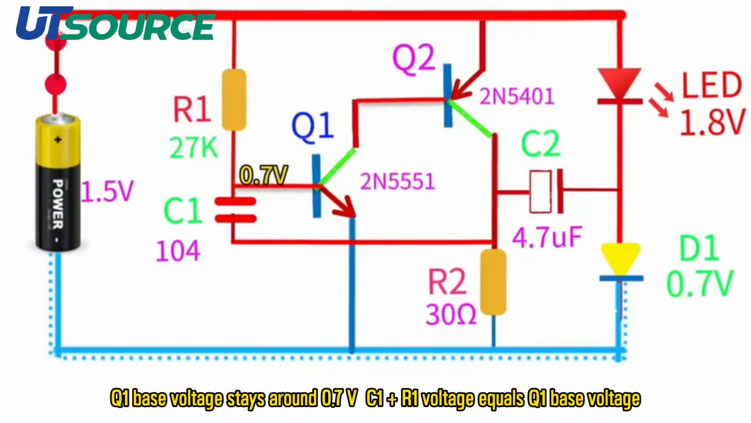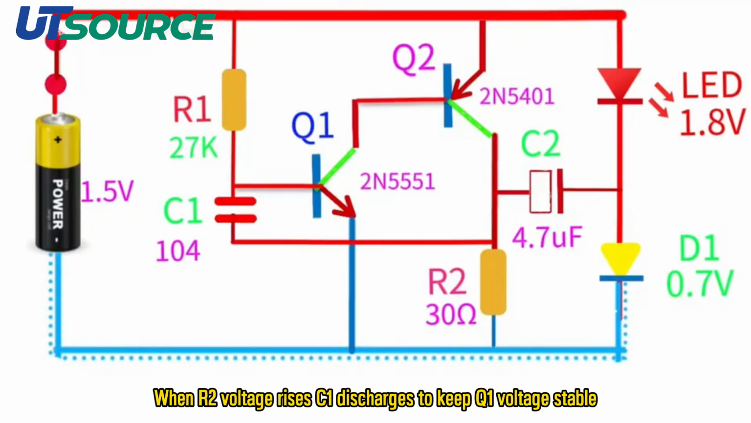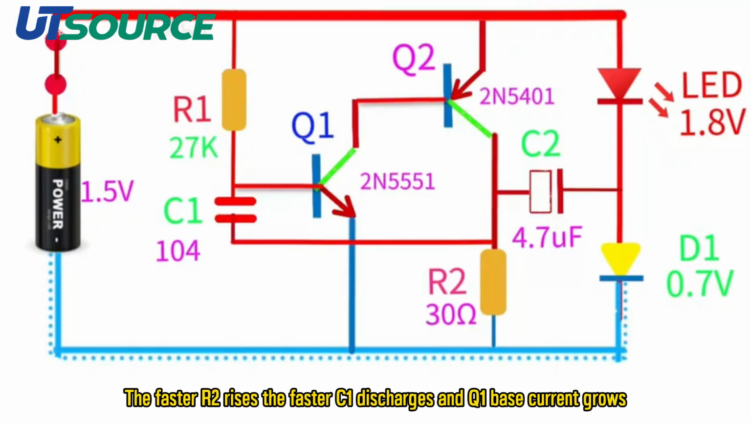Q1 base voltage stays around 0.7 volt. C1 plus R1 voltage equals Q1 base voltage. When R2 voltage rises, C1 discharges to keep Q1 voltage stable. The faster R2 rises, the faster C1 discharges, and Q1 base current grows.